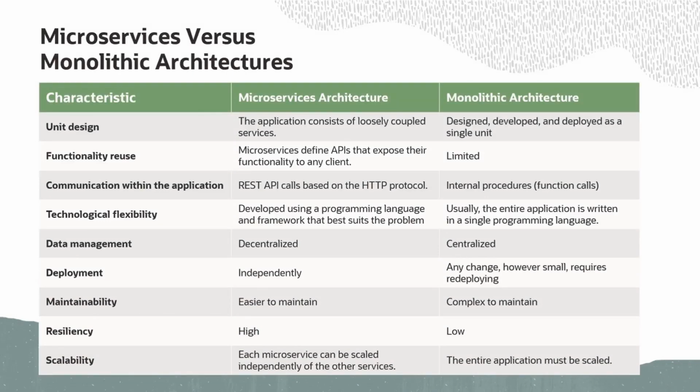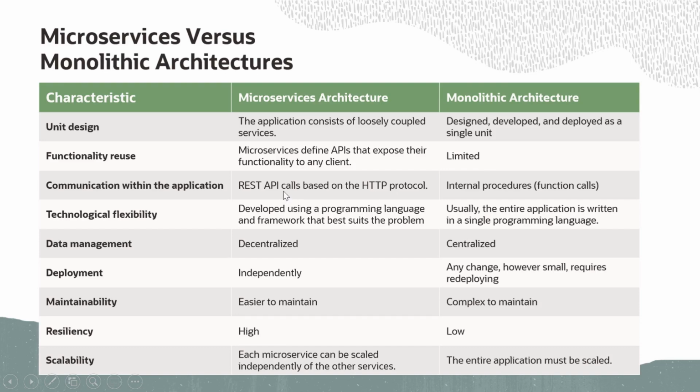When it comes to unit design, microservices architectures are loosely coupled services, whereas monolithic architectures are designed, developed, and deployed as a single instance. When it comes to functionality reuse, microservices define APIs that expose their functionality to any other client, whereas in the case of monolithic architecture, the functionality reuse is very limited.